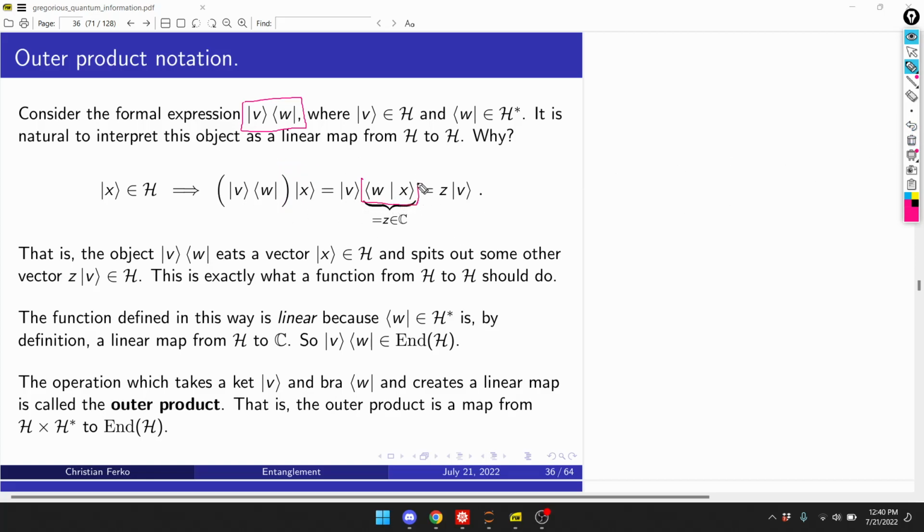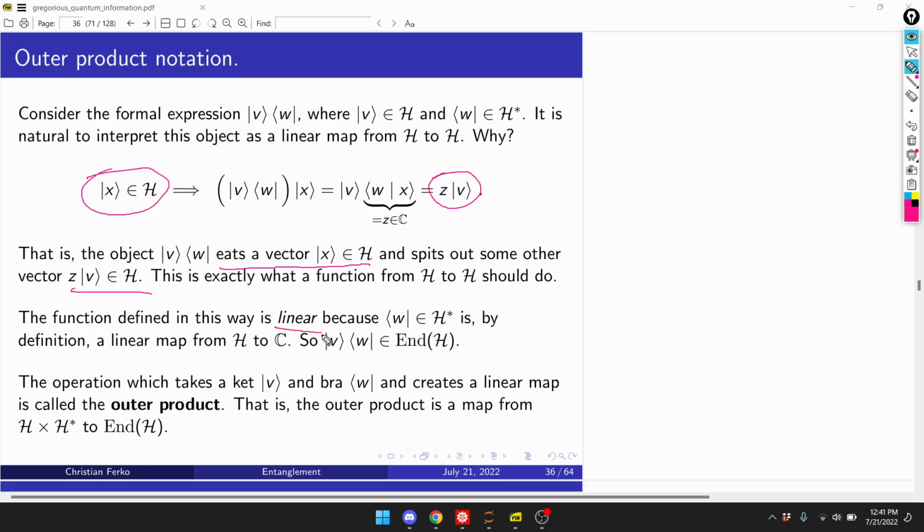So W latches onto X and eats him and gives me a number Z in the field of the complex numbers. After eating him and returning that number, well, that number just commutes with this vector. I can write it on the left. So now I have a complex number Z times the vector V. So what has this process given us? Well, it started with a vector X, and at the end, it ate that vector X and spat out some other vector ZV. But that's what a function does. A function eats a vector in H and spits out another vector in H. So at the very least, this object is a function from H to H.